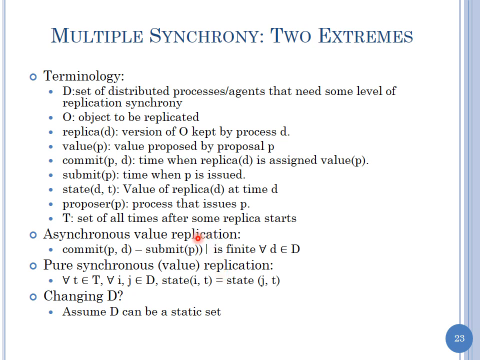And what David said is called asynchronous or eventual consistency. If we look at the commit time of some proposal P and the submit time, then for each process belonging to the set D of processes, the commit time of that value minus the submit time is finite. Eventually we will get that value. There's an issue whether the set D of processes we're considering can change dynamically or not, and we'll just make our life easy by saying it's a static set.